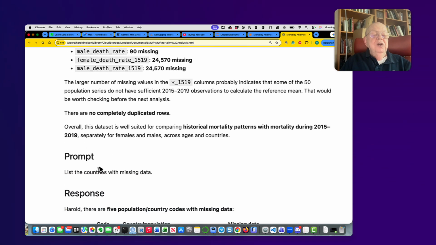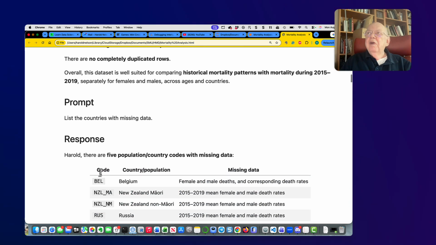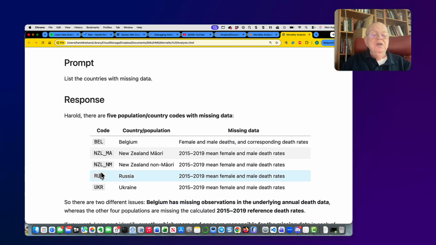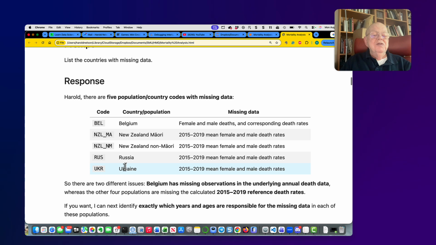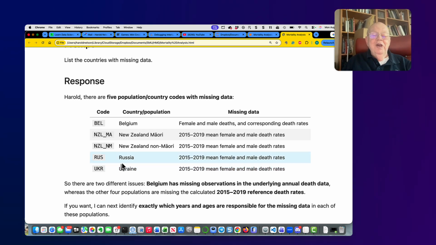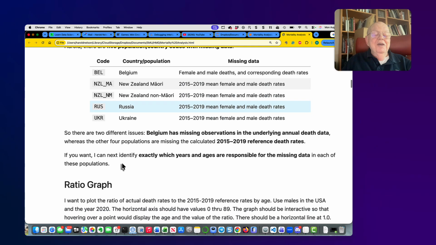And then I sent another prompt that said, list the countries with missing data. And I got back some information about which countries were missing, so I'll know not to mess around with Belgium, which I might have used. I thought it was a fairly normal country. And I'm not going to do anything with New Zealand subsets. And of course, I'm not going to touch either Russia or Ukraine for mortality analysis. Okay.